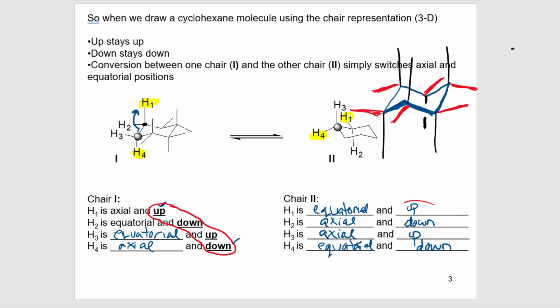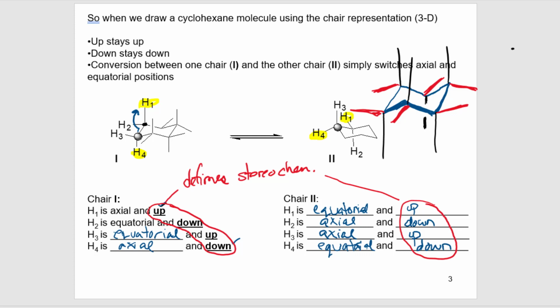Now, what I want you to notice is that H1 through H4 went up, down, up, down. H1 through H4 went up, down, up, down. The up and down do not change. That is what defines stereochemistry. And we know that the stereochemistry doesn't change. It is what it is. Even when you're flipping and twisting the ring, you're not changing the stereochemistry. The molecule is set, okay?